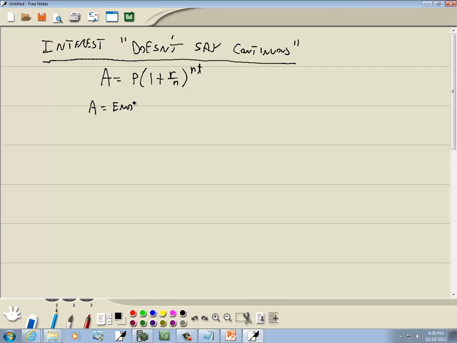Now A is our ending amount. P is our principal or beginning amount. R is our rate, and that should be in decimal form. So if they give you 3%, then you would use 0.03. Remember, you move your decimal 2 places to the left to put it in decimal form. And then we got t. This would be your time in years.